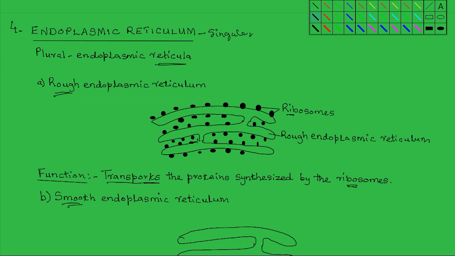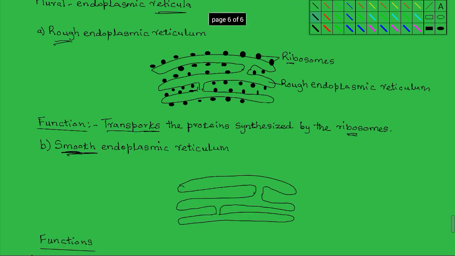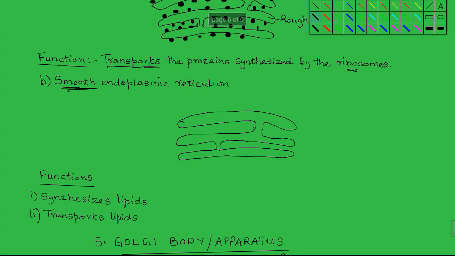Now, the second type of endoplasmic reticulum is known as the smooth endoplasmic reticulum. As the name suggests, the smooth endoplasmic reticulum lacks ribosomes on the outer surface. So, the outer surface appears smooth, hence the name. Function of the smooth endoplasmic reticulum is that it synthesizes lipids and also transports lipids that it has synthesized from one part of the cell to the other.